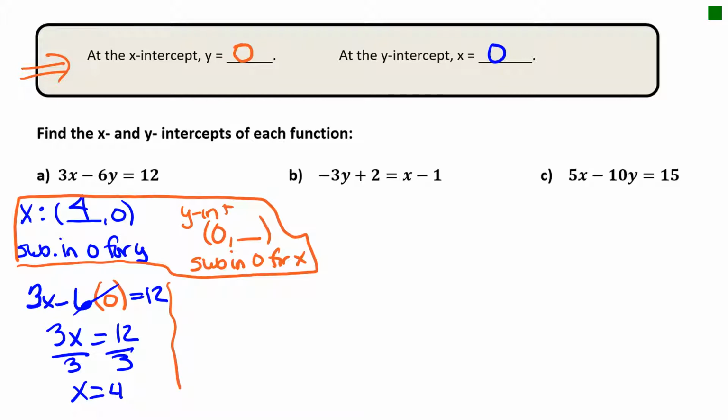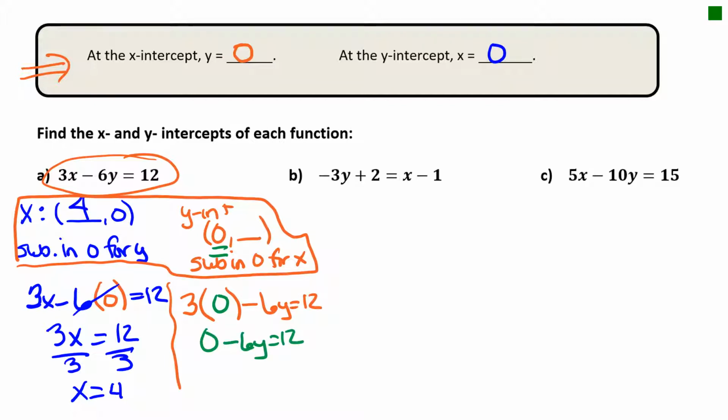So what that means is I'm going to take this function, 3, whoop, there's the x, minus 6y equals 12. What am I putting in place of x? 0. So that's 0 minus 6y equals 12. The 0's gone. Divide by negative 6. Y is equal to negative 2. So your y-intercept is 0, negative 2. I got to learn to write smaller, guys.